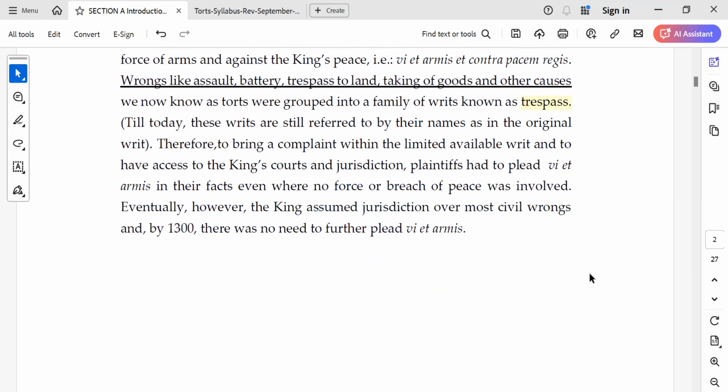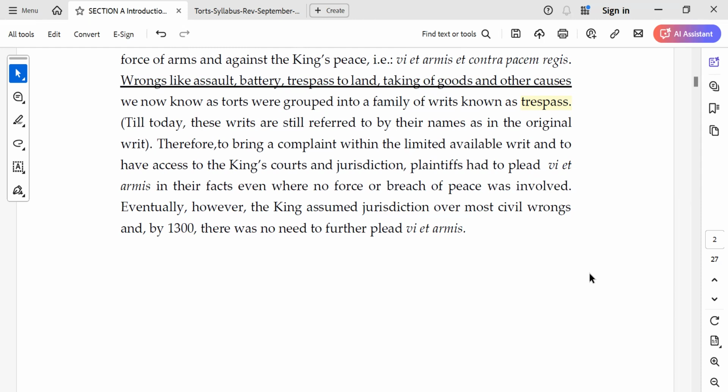Till today, these writs are still referred to by their names as in the original writ. Whatever they used to call earlier, they are still called the same, but of course changes would have been made. Therefore, to bring a complaint within the limited available writs and to have access to the king's court and jurisdiction, plaintiffs had to plead vi et armis in their facts, even where no force or breach of peace was involved.